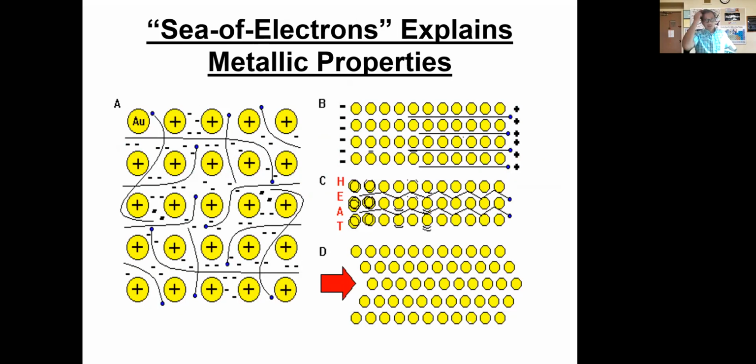Okay, so let's take a look first at the ability of metals to conduct electricity. Let's take a look at the first one at the very top right there. Here on the left, I have a depiction in frame A. Here I have depicted for you the metallic bonding, the sea of electrons. Okay, so here is the metallic bonding.